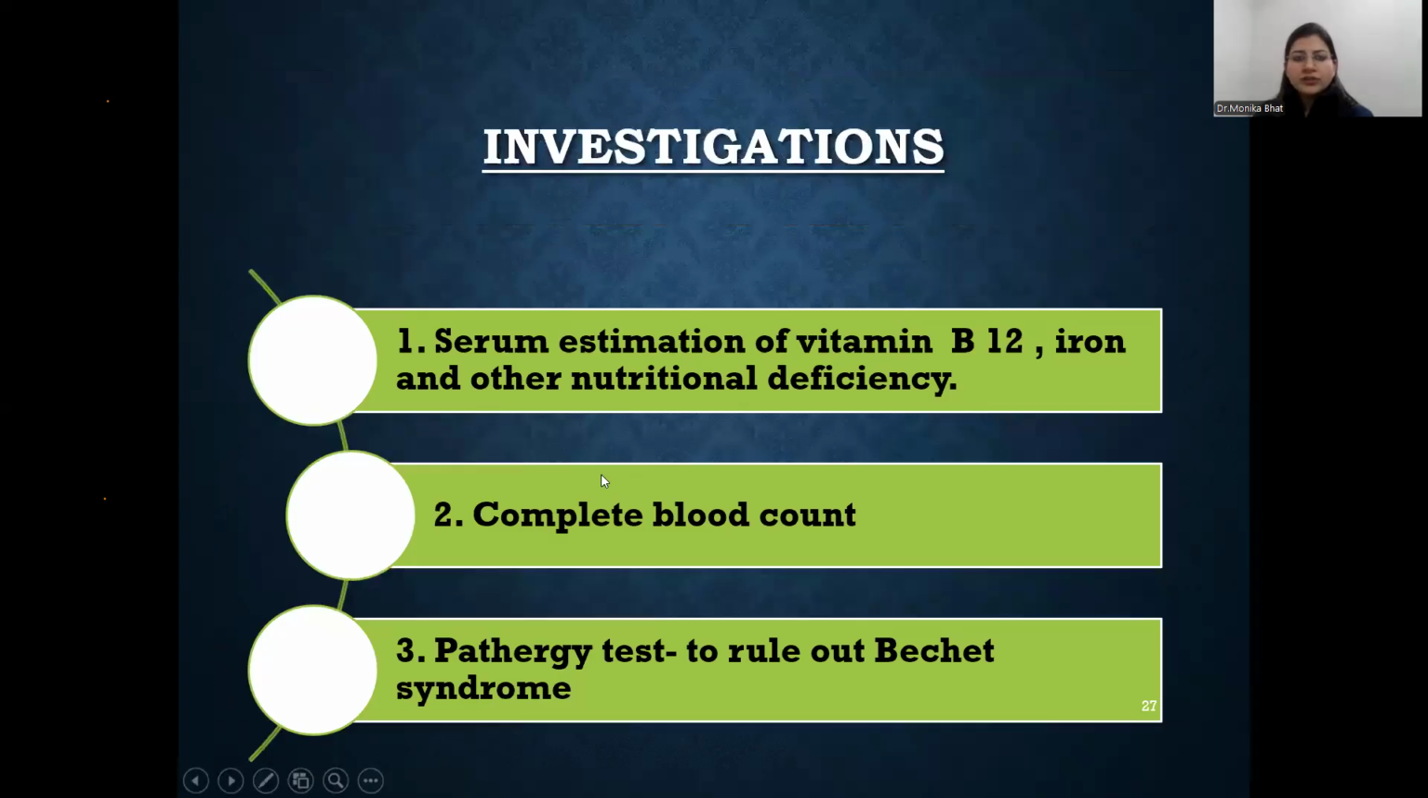So we know the etiology. If we know the etiology, we can go for investigations like serum estimation of B12 and other nutritional deficiencies, CBC count, and the pathergy test to rule out Behcet's syndrome, where a needle prick is given and we wait for 42 hours to see any reactions on the skin surface.